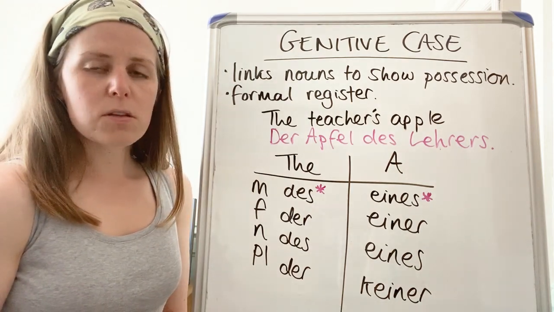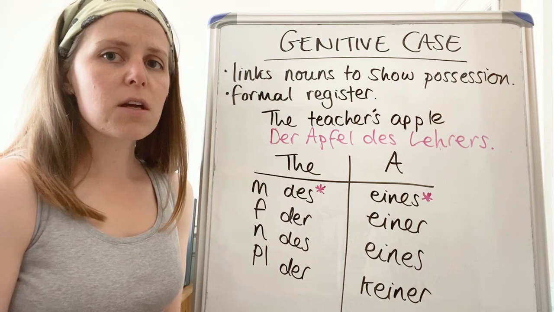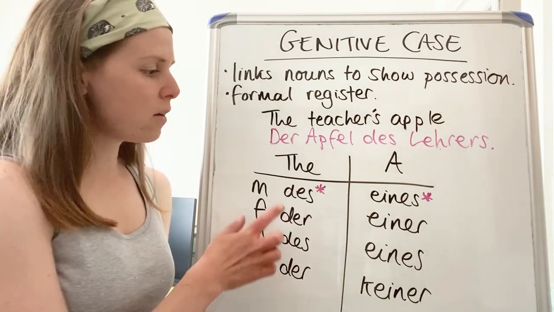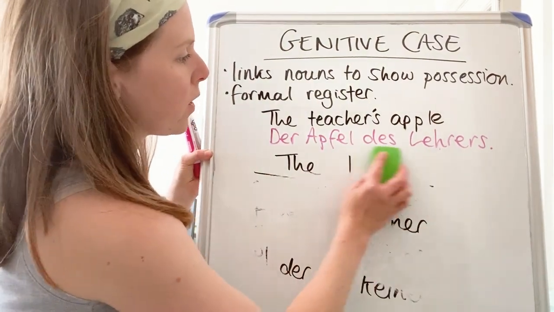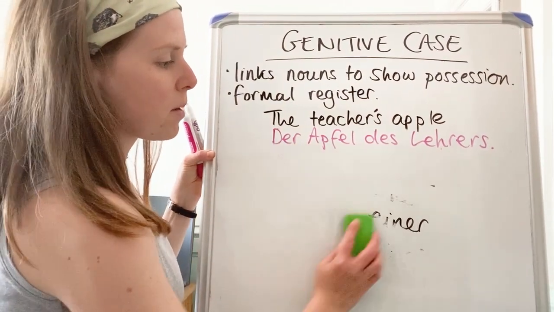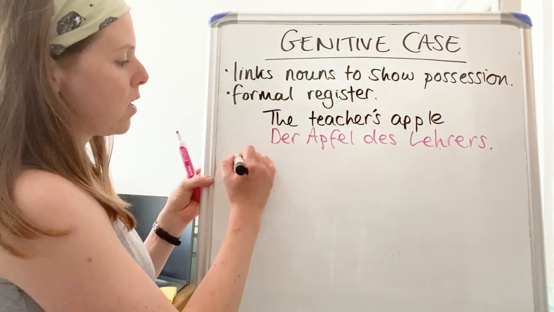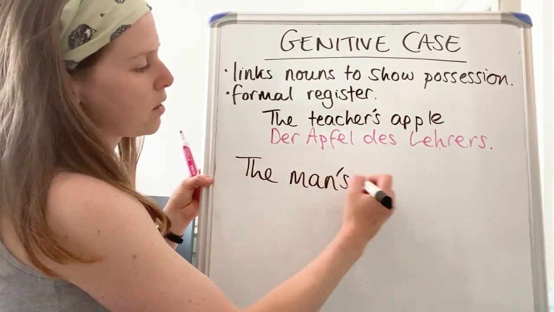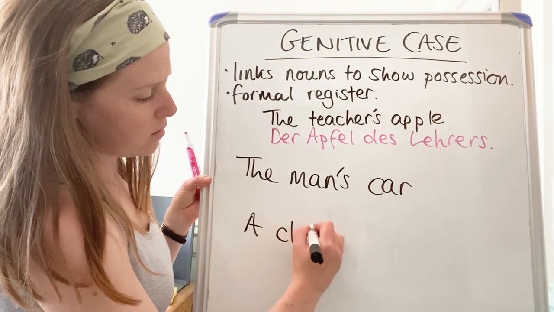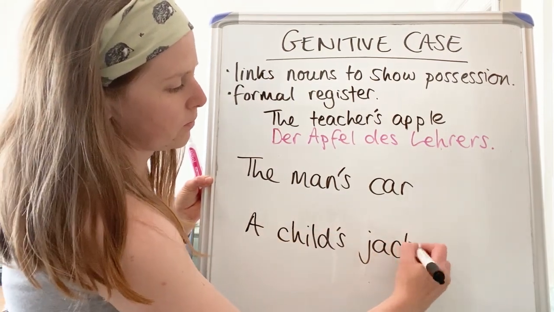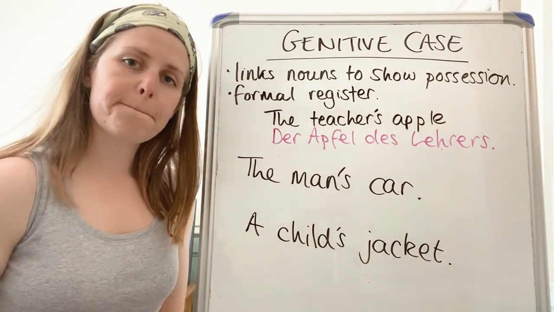Okay. So I'm going to put a few examples for you to translate into the genitive. So if you haven't yet, pause the video and note down this table, because it's going to disappear. Okay, so I'll leave my example up there for you just so you remember that the word order is going to look a little bit different. Okay, so I'm just going to do a couple. We're going to do the man's car, and we're going to do child's jacket. I'll put my full stops on. Okay, so pause the video and have a go.